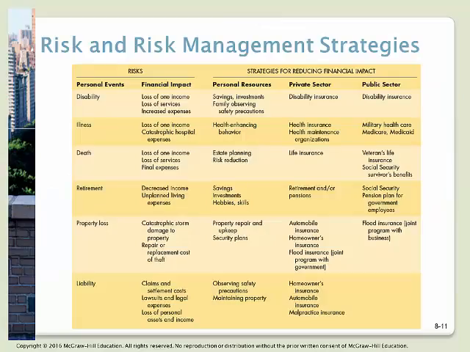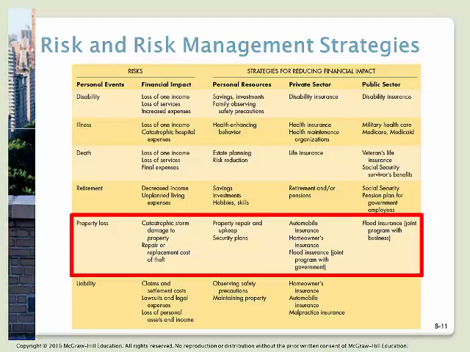This chart is in your textbook and gives examples of different personal risk events, the financial impact, and strategies for reducing the financial impact. In each case, the strategies include personal resources, private and public sector resources. Let's look at just one of the personal events and its line items. The event is property loss. Financial impact could include catastrophic storm damage to property or repair and replacement cost of theft. Under strategies, personal resources include property repair and upkeep. Private sector resources include auto insurance, homeowners insurance, and joint government flood insurance. Note that under private sector strategies, insurance is always an option.